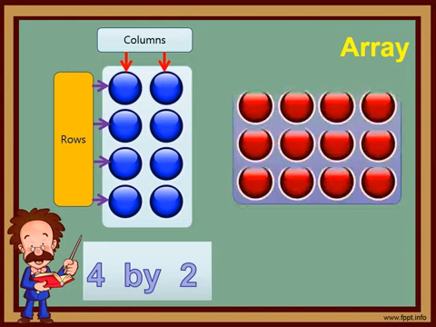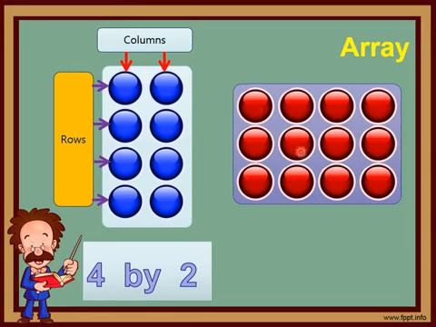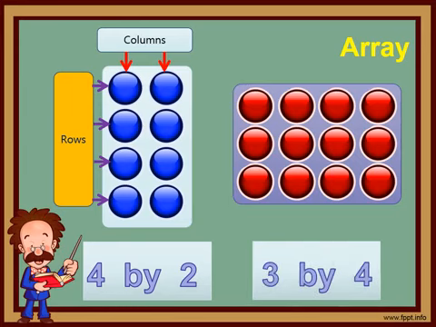So how about this one? This is also an array, right? Because it's arranged. I like to be neat and tidy. I like to arrange my stuff in rows and columns. So how many rows do we have here? 1, 2, 3. So I have 3 rows. How many columns do I have? 1, 2, 3, 4. So I have 3 rows and 4 columns. So this array is of type 3 by 4. 3 rows by 4 columns.